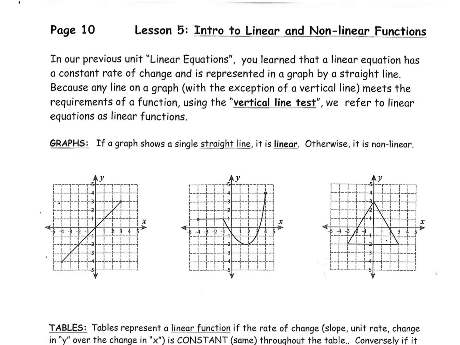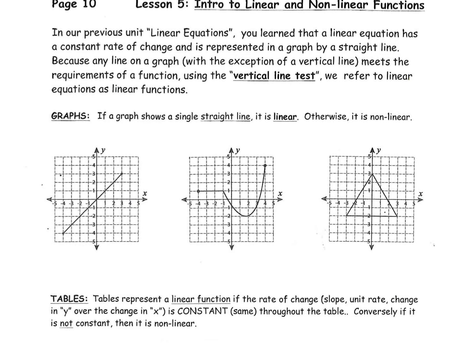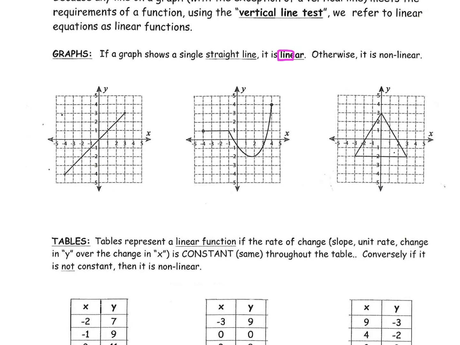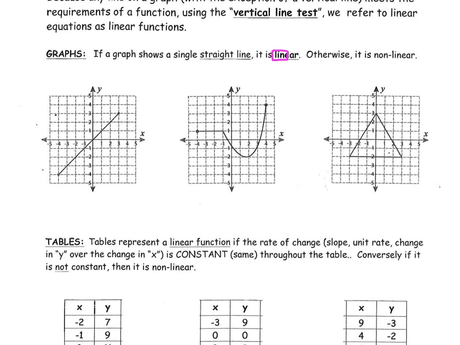So let's start with the graphs. It says that if a graph shows a single straight line, it is linear. Otherwise, it's nonlinear. And this has probably been pointed out to you before. The word linear actually has the word line in it. We don't pronounce it liner, though. We say linear. So when I'm looking at this, I can see that the first graph has a line. So it passed the vertical line test. We call it a function, and it is a line. So this is a linear function.